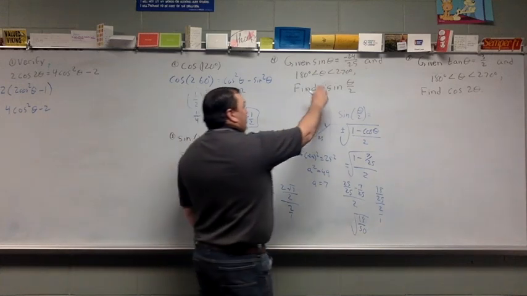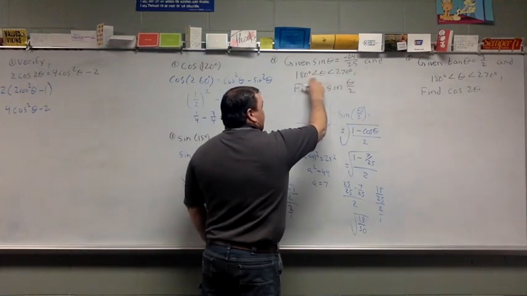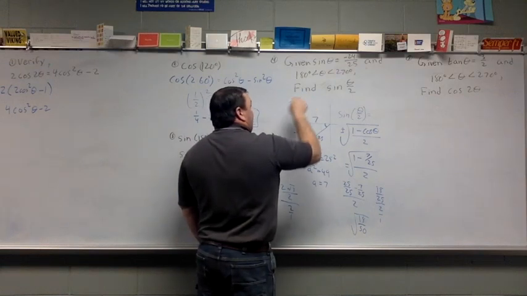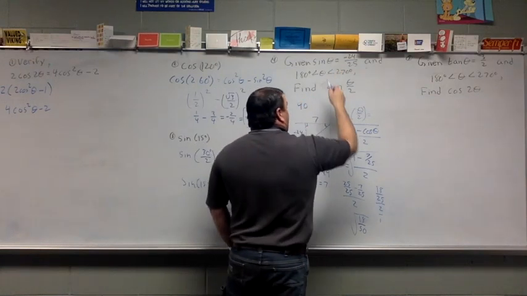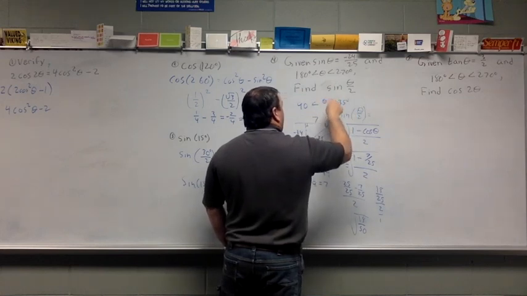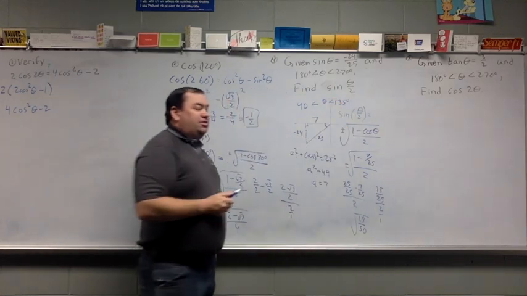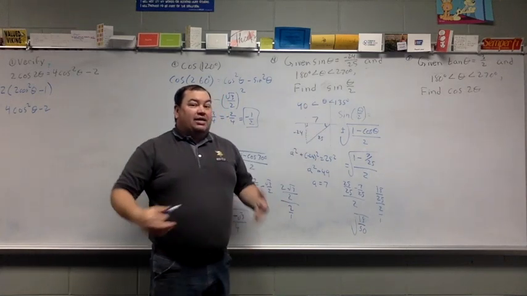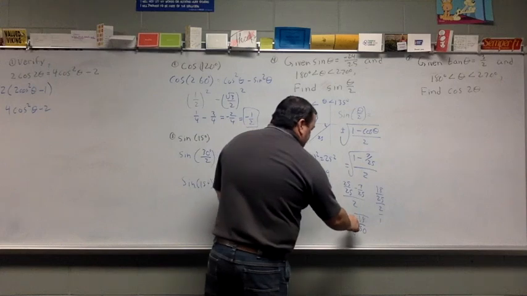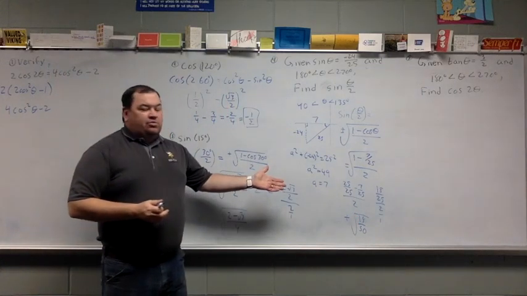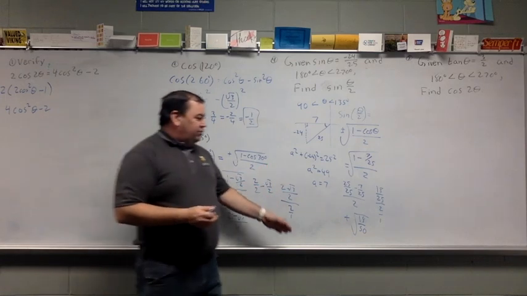Now, we started in the third quadrant. So if I cut this in half, I'm talking 90, and I'm talking 135. That means I'm somewhere in the second quadrant, and I know that sine is positive in the second quadrant, so I'm going to take the positive form of this. Now, we can definitely do some simplifying. I can get an answer here.